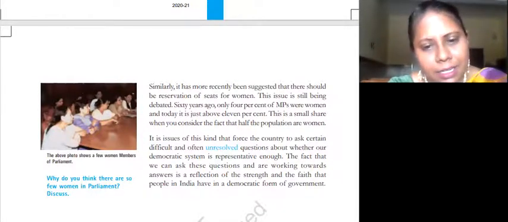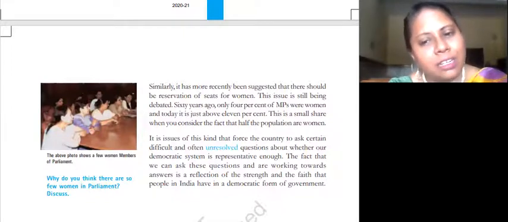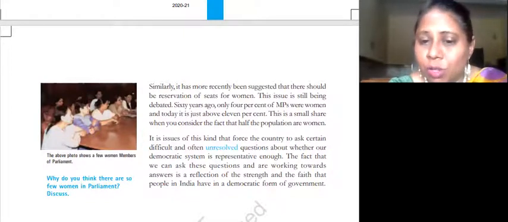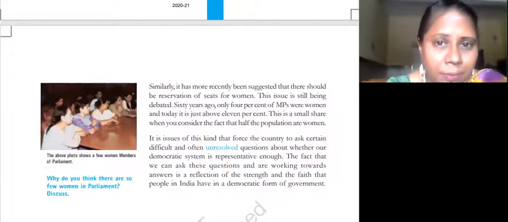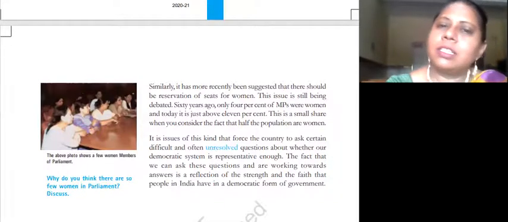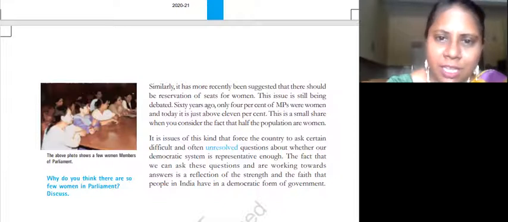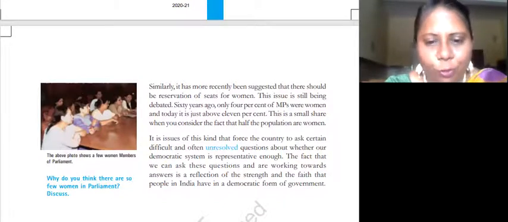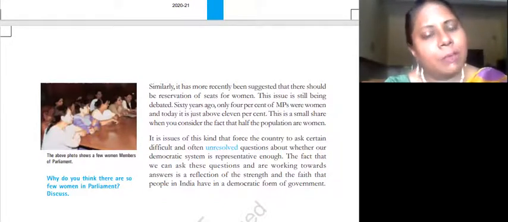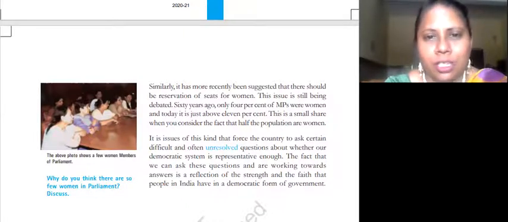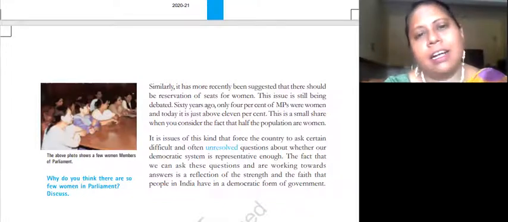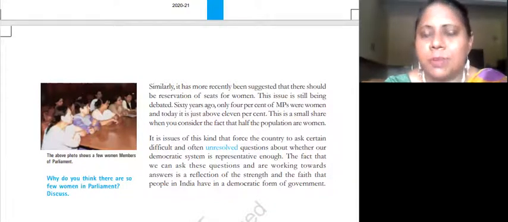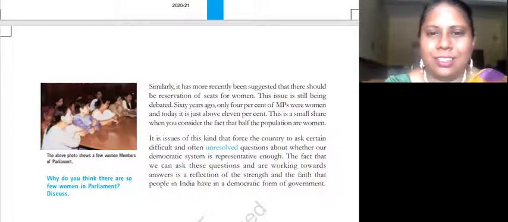It is issues of this kind that force the country to ask certain difficult questions and resolve questions about whether a democratic system is representative enough. Yes, it is representative enough because it is representing all the sections of the society, and therefore it is our duty to help the parliament in smooth functioning, help the government by informing it and guiding it. And as a responsible citizen, we should do it.